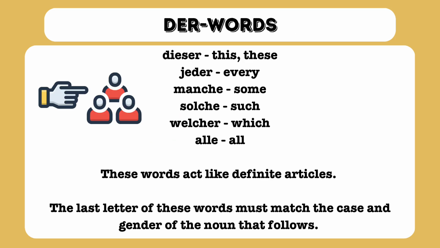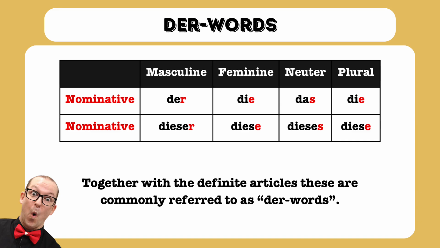While there are definite articles which are just words for "the," there are also these things that we call additional der words, which are dieser, such as "this" or "these," jeder, which means "every," manche, which means "some," solche, which means "such," welche, which means "which," and alle, which means "all." All of these words basically function in the same way as the der words do, so these words will end with the same letters. So for instance, I gave dieser as our example. We have dieser for masculine, diese for feminine, dieses for neuter, and diese for the plural. Again, the last letter is going to match.